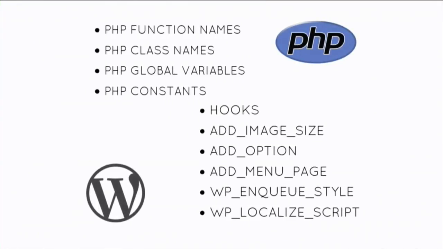So we just looked at the four different places in PHP where we need to add prefixing, and also the different places in WordPress. So with hooks, add_image_size, add_option, when you're adding a menu page, enqueuing styles and scripts, and then when trying to localize a script.